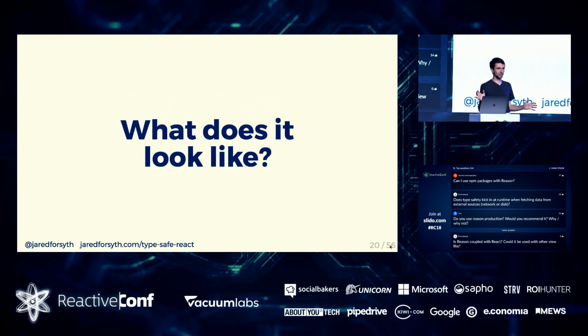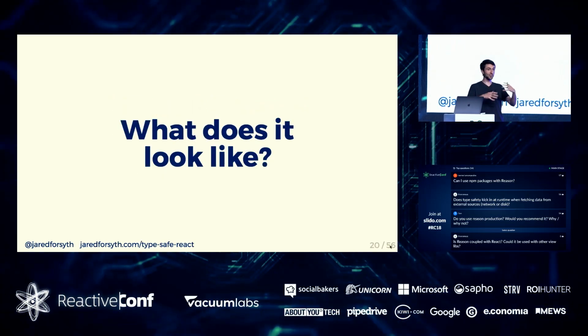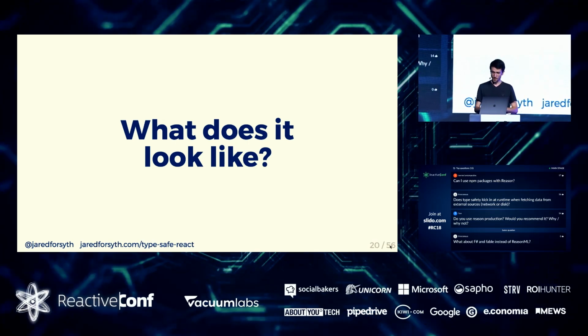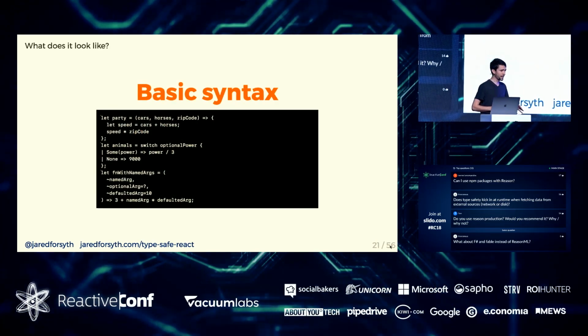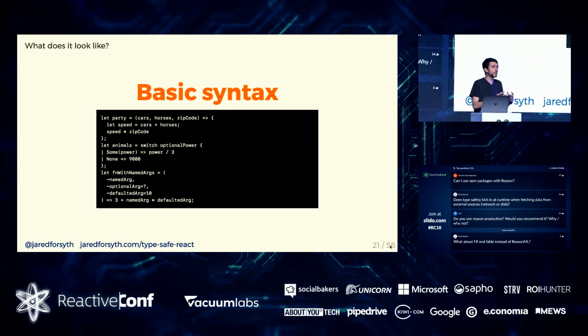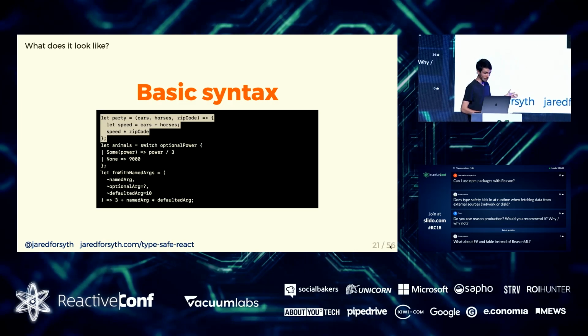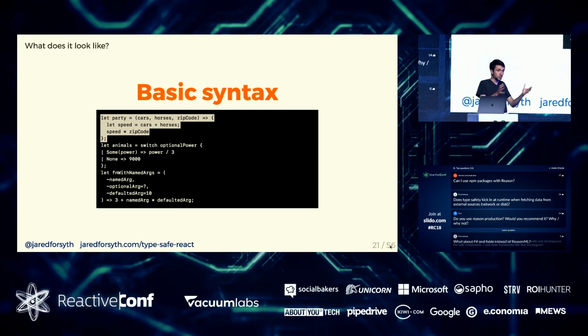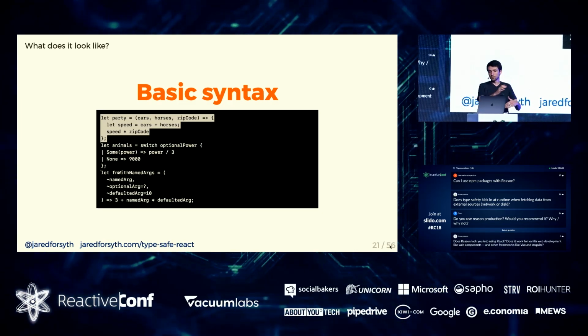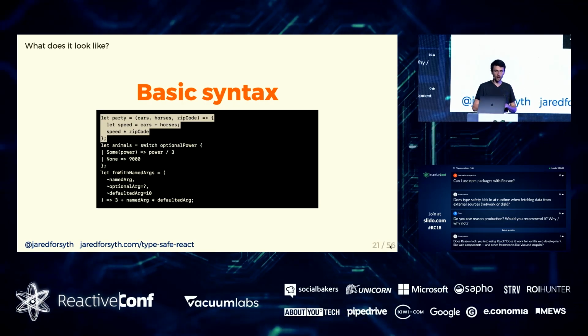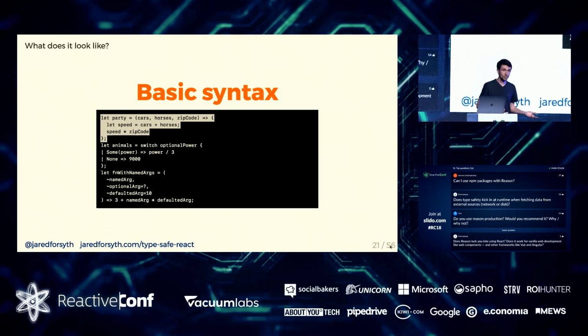So now what does it look like? Hopefully you're interested. You're a little excited about learning about Reason. Here's the basic syntax. And like I said, it's trying to be very much like JavaScript. This is a function declaration. So it looks like an arrow function and doing a little math in there. The difference you'll notice is there's no return statement.